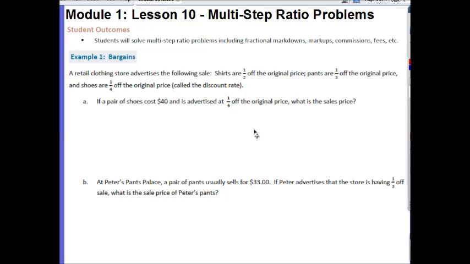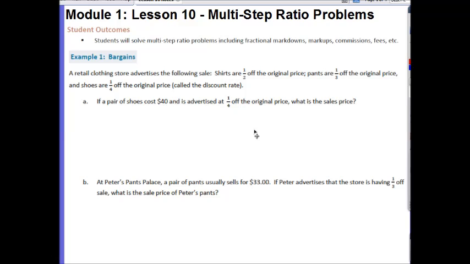A retail clothing store advertises the following sale. Shirts are 1/2 off the original price, pants are 1/3 off the original price, and shoes are 1/4 off the original price, which is called the discount rate. If a pair of shoes costs $40 and is advertised at 1/4 off the original price, what is the sales price?